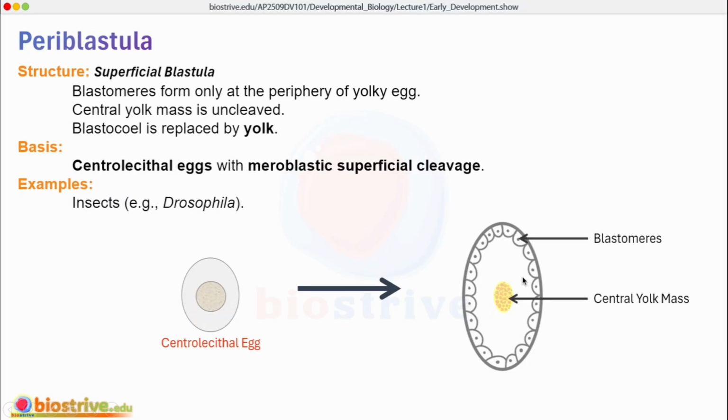Now let's come to periblastula. It is a specific case of insects. It results from centrolecithal eggs. Like you can see, there is a central yolky mass, and the cleavage is meroblastic superficial cleavage, which is a characteristic feature of many insects. The most studied insect egg and blastula is of course Drosophila. If we talk about structure, there are peripheral blastomeres only. There is a central yolk mass which is not cleaved.